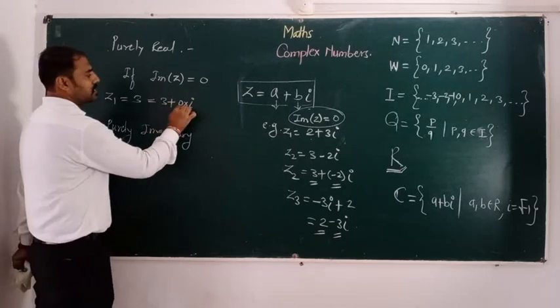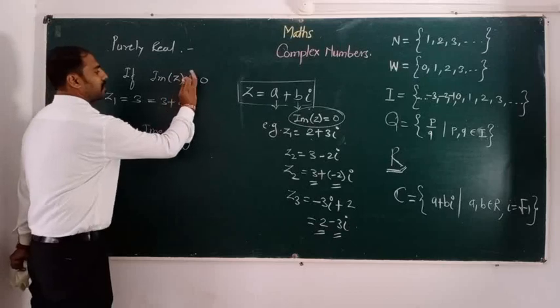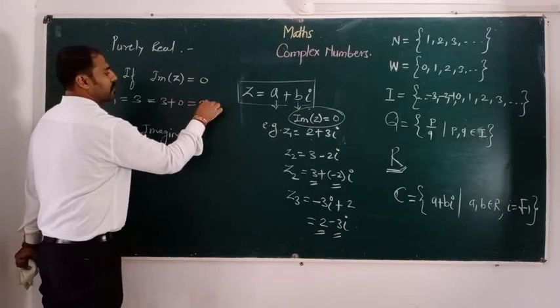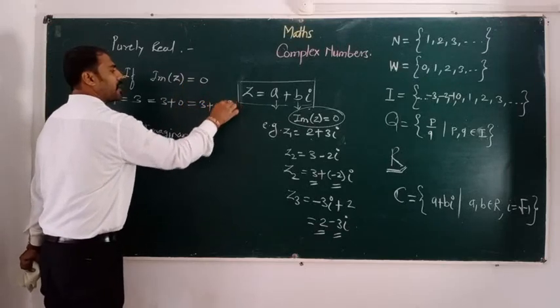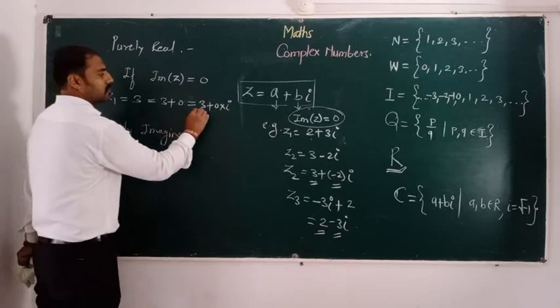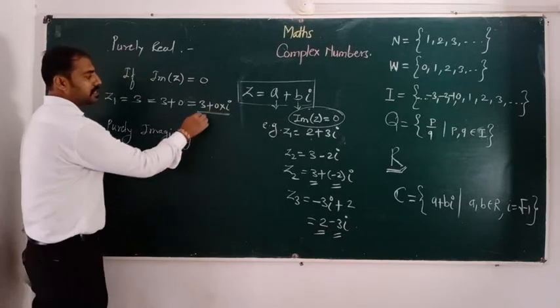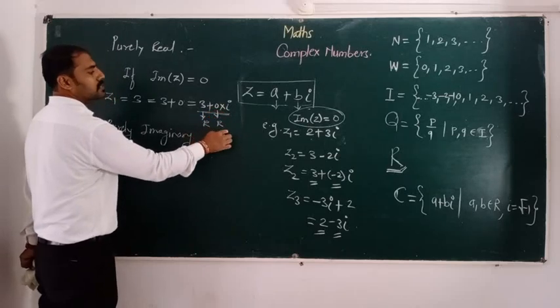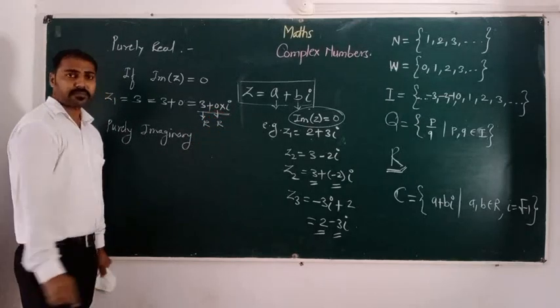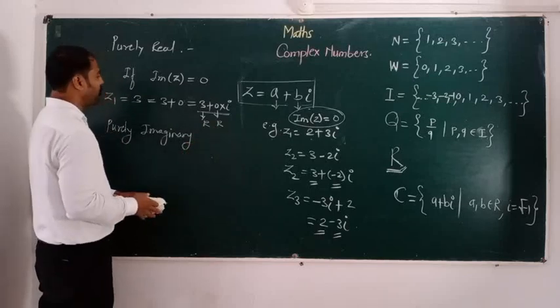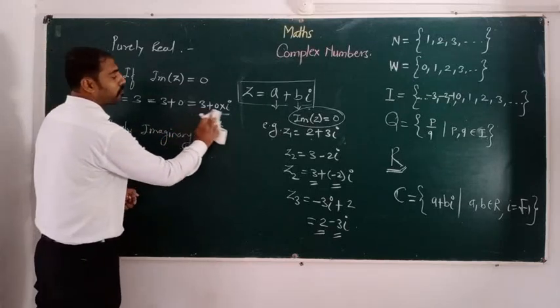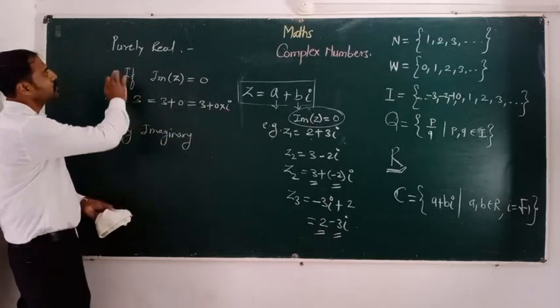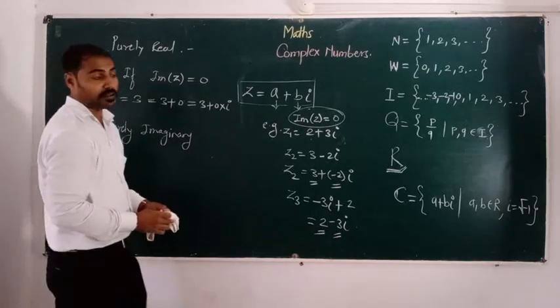0 into i is 0. Or 3 can be written as 3 plus 0 into i. So this number is what? 3 is a real number, 0 is also a real number. The number is in the form a plus bi. 3 is a complex number which is purely real.